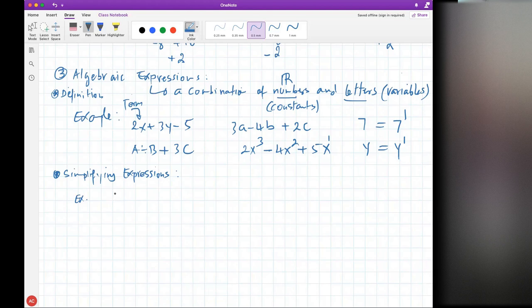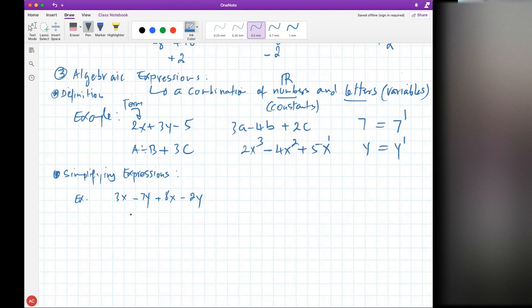For example, you may have 3x minus 7y plus 8x minus 2y. There's an expression here with 4 terms. We have 2 different types of variables, x and y. So we want to simplify it, meaning we're going to try to make it shorter and with fewer terms if possible. That's the purpose of simplifying an expression.